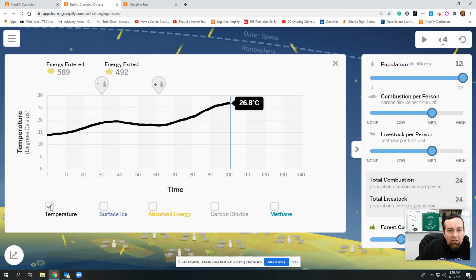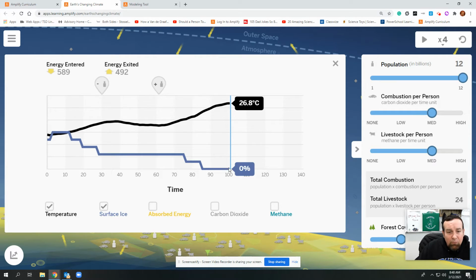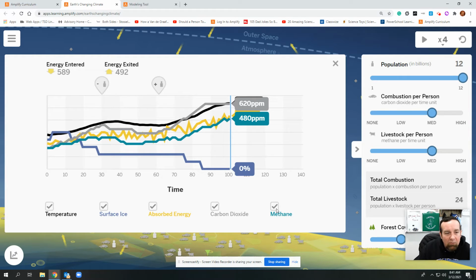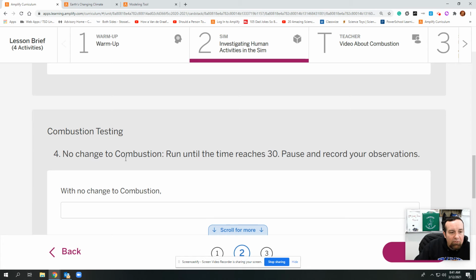What did we get? Temperature, we see that increase. Surface ice, we are down to 0 now. Ooh, not good for the polar bears. Our energy entering versus energy exiting is way back up there again. Our carbon dioxide, as we saw earlier, is way up there at 620 parts per million, and our methane, which started at 200 way back over here, has gone all the way up to 480. So let's go back and record those observations here.